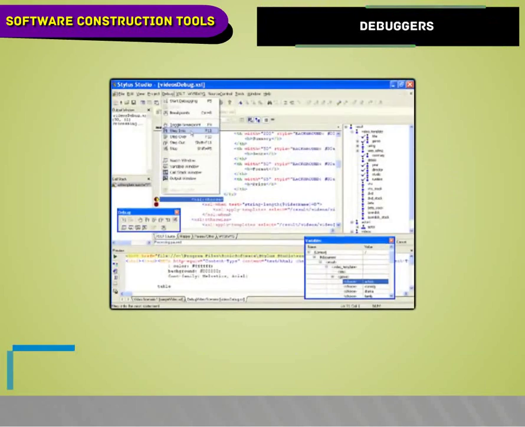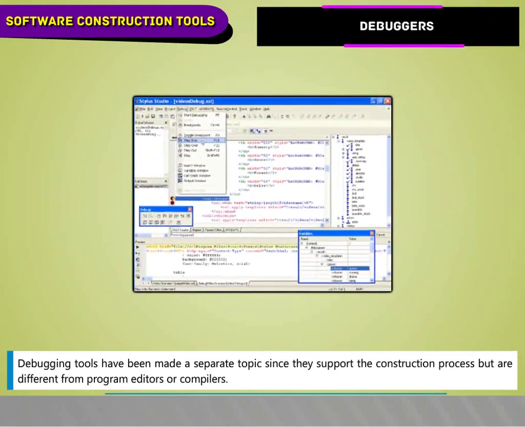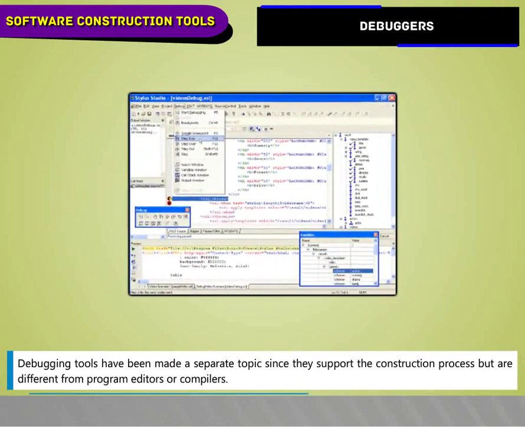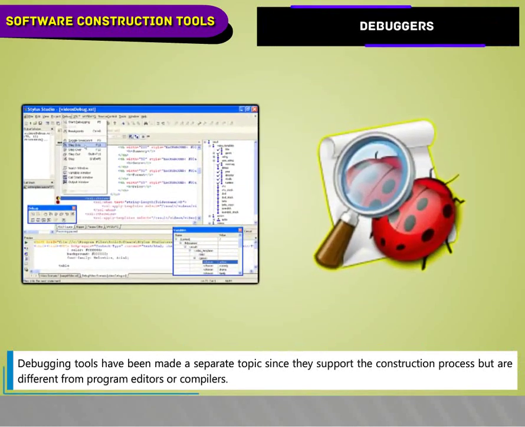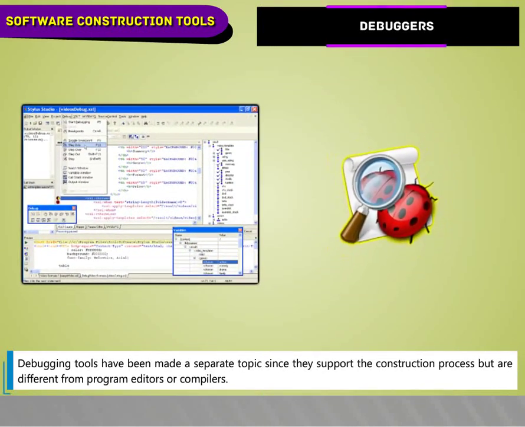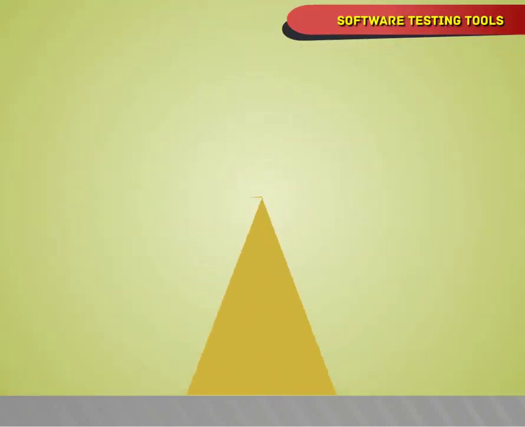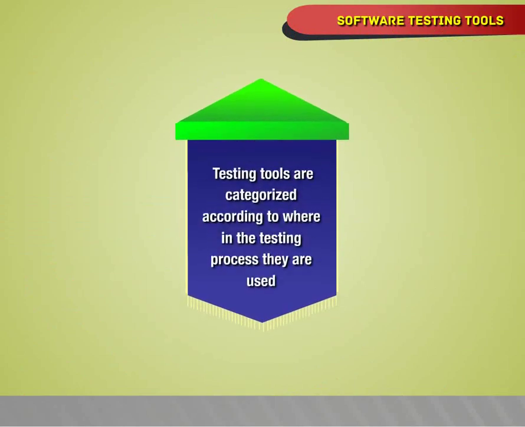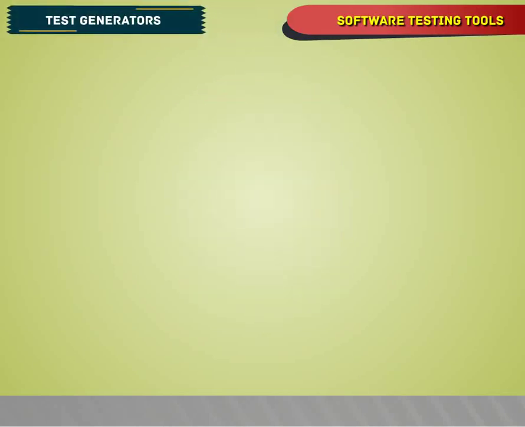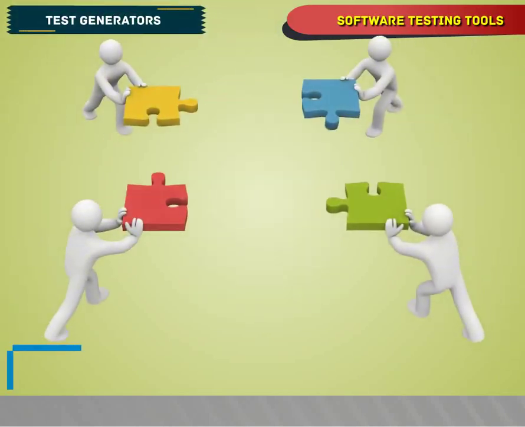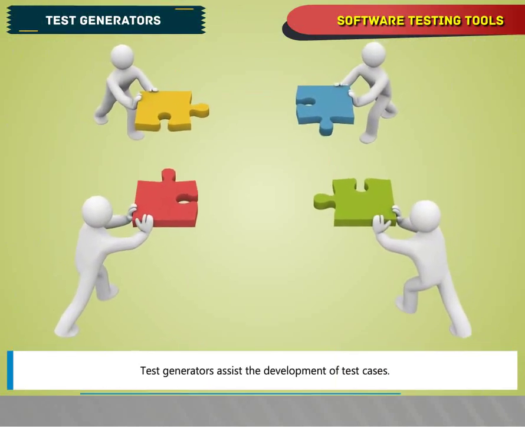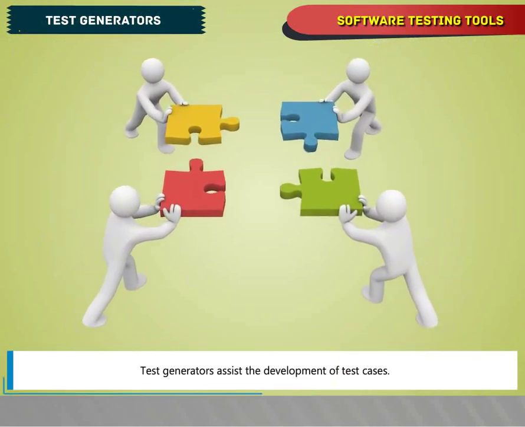Debuggers. Debugging tools have been made a separate topic since they support the construction process but are different from program editors or compilers. Software testing tools. Testing tools are categorized according to where in the testing process they are used. Test generators. Test generators assist the development of test cases.